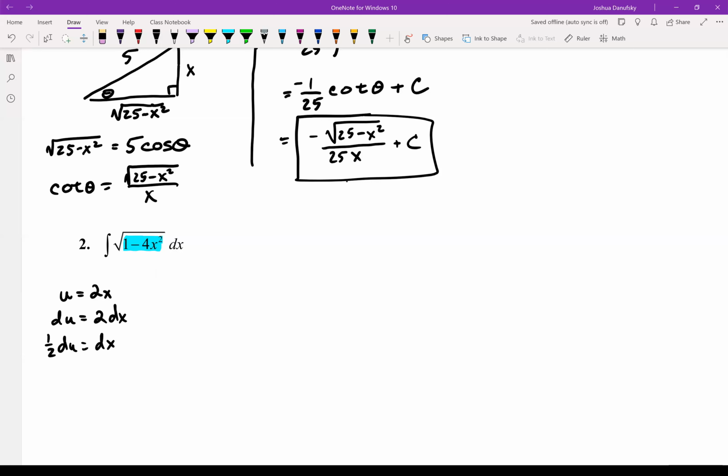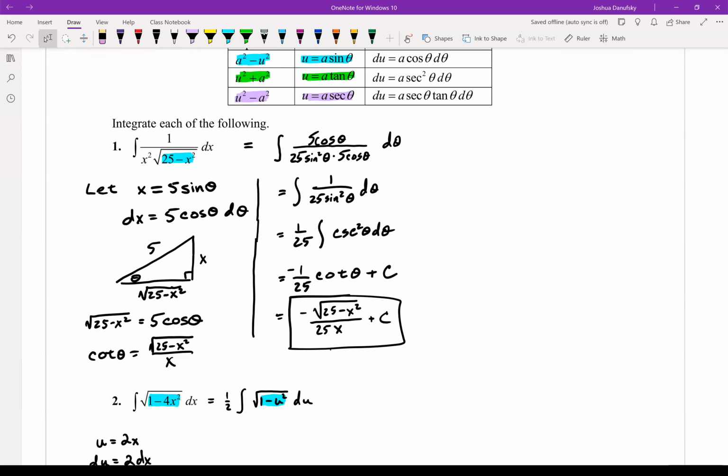If we substitute this first, we're going to have 1/2 the integral of the square root of 1 minus u squared du. Now you have your constant squared minus your variable squared, and you can go ahead and use the substitution at the top of the screen, a squared minus u squared, where u is going to be a sine theta. Go ahead and do number 2 now.